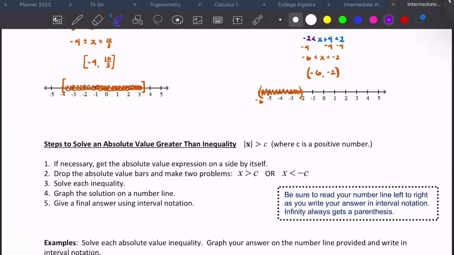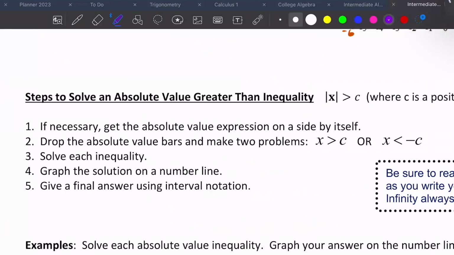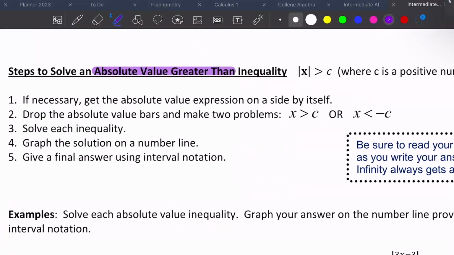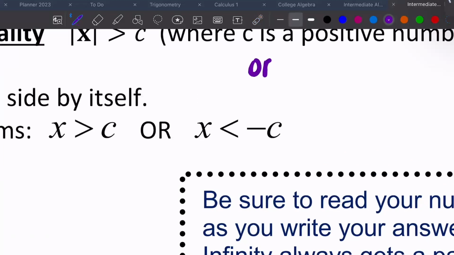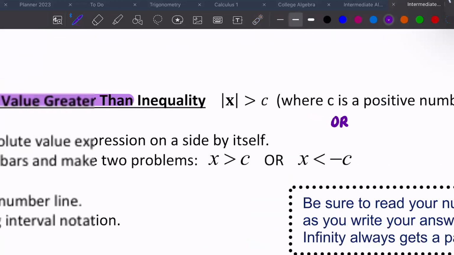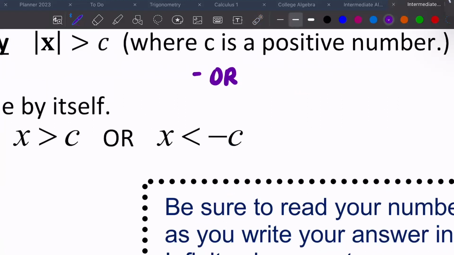Let's do greater than. I told you these are a little more complicated. These look like this, the greater than symbol. I call these or statements. You have and, you have or. Or statements mean we're going to have two different pieces.